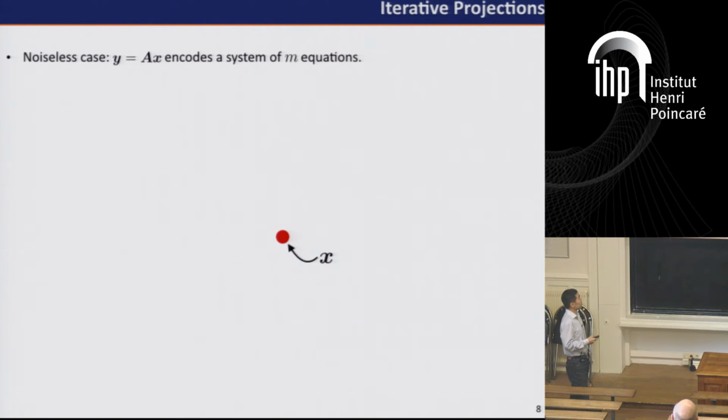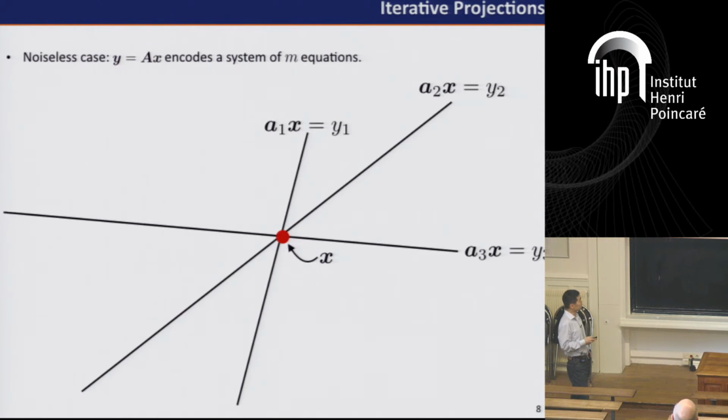So we want to consider the simplest possible case. That is a linear system of equations with no noise. So it's a consistent case. If you look at each equation, each equation gives you a linear constraint, which is an affine subspace. And we know that the true signal or vector must live at the intersection of all these linear constraints.